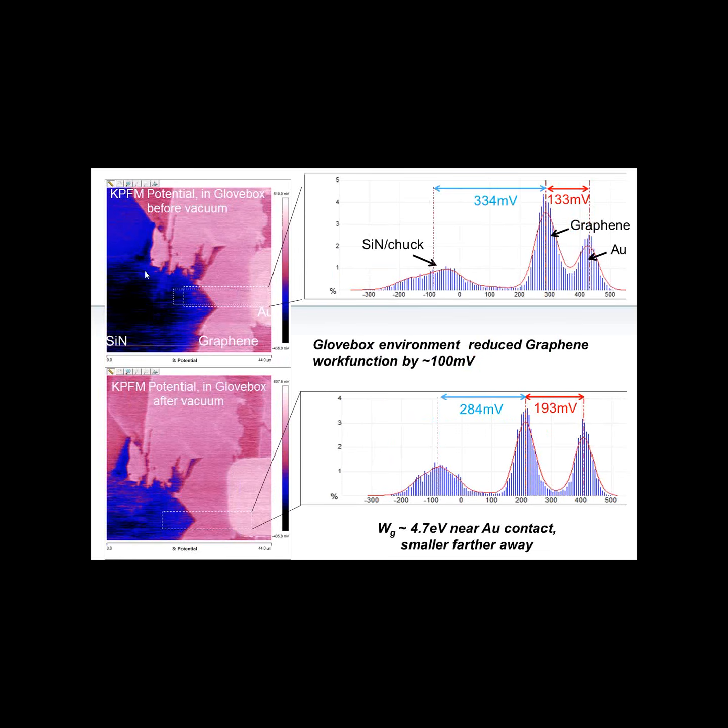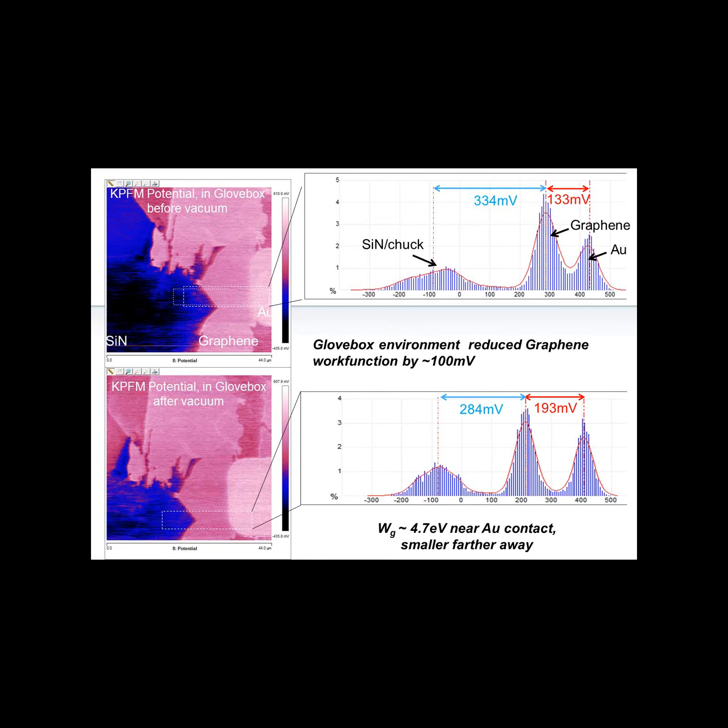So here are two sets of images. The top one, we actually did an experiment in two phases. We first put the sample into the glove box without evacuating the sample, and we just measured it as is. And we got this result. We got about 130 millivolts difference between graphene and gold. And then we put it in the glove box after evacuating it, and we got an even lower work function for graphene. So this is a more convincing proof that relative to gold, you are reducing the work function.